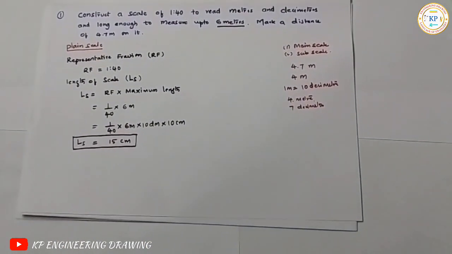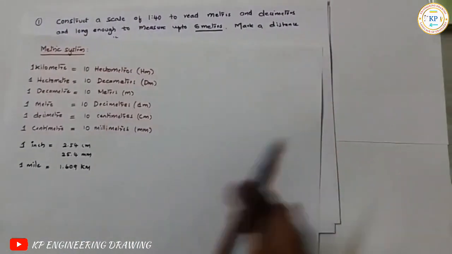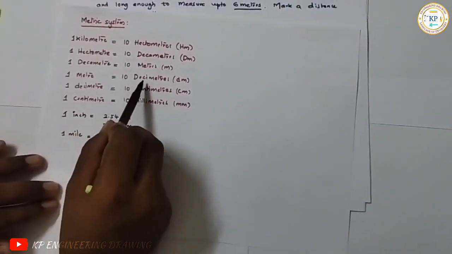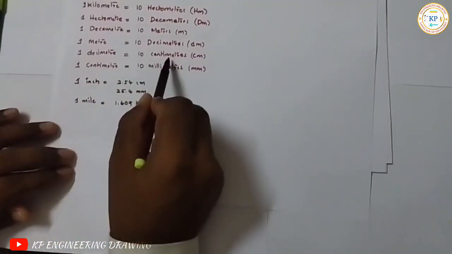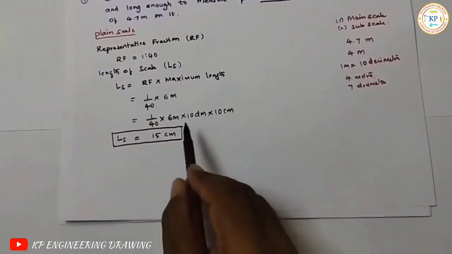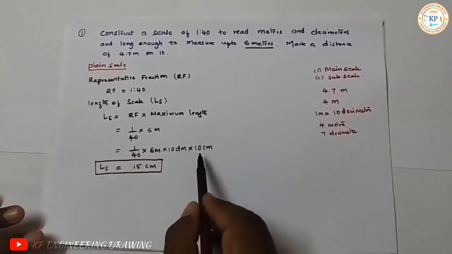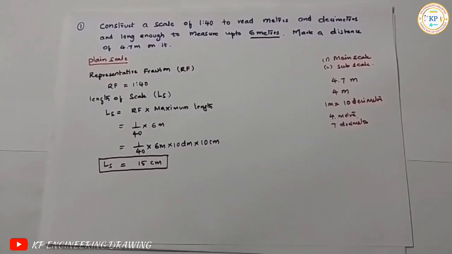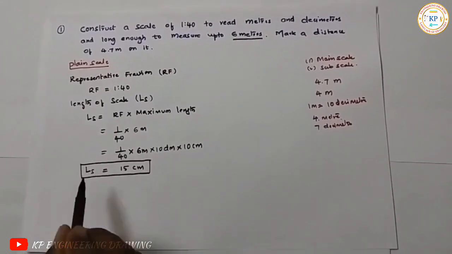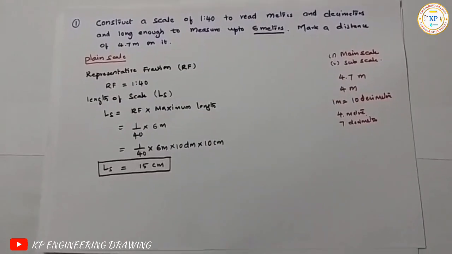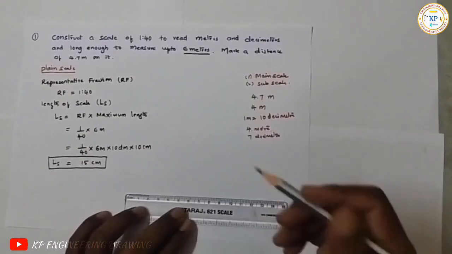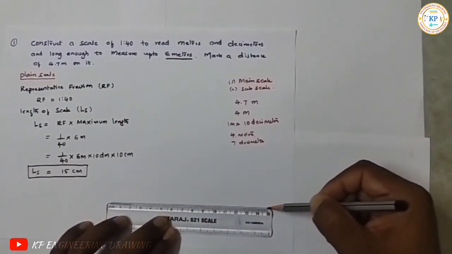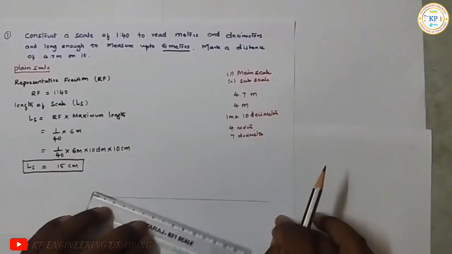And we have the conversions also, that is 1 meter is equal to 10 decimeters, and 1 decimeter is equal to 10 centimeters. So that is 6 meters, 10 decimeters, 10 centimeters. Totally we get length of scale as 15 centimeters. Now we need to draw the scale by using length of scale as 15 centimeters. So now draw a scale of LS equal to 15 centimeters.